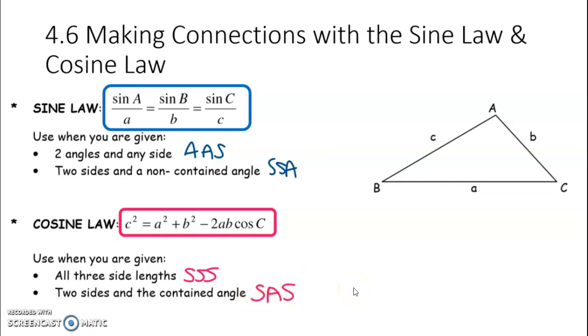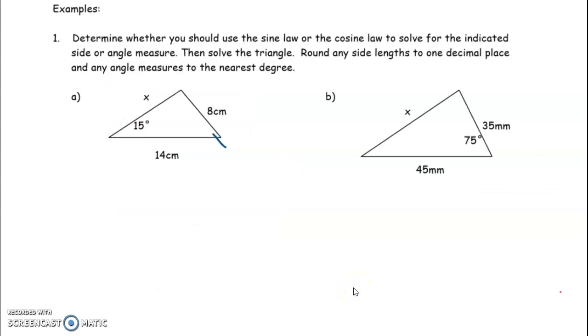Let's do a couple of examples before we jump into the word problems. Example number 1 tells us to determine whether we should use the sine law or the cosine law to solve for the indicated side or angle measure. Then solve the triangle, and round any side lengths to one decimal place and any angle measures to the nearest degree. Looking at letter A, we have a side length and an angle.